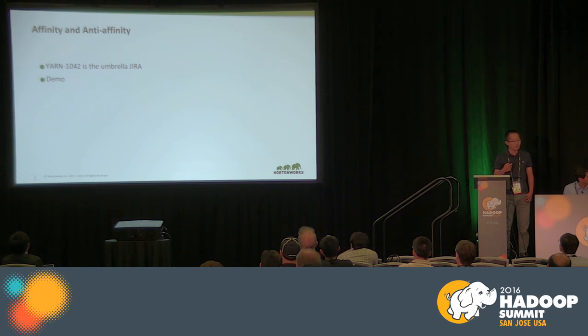Yeah, so if you are interested, YARN-1042 is an umbrella JIRA. And we can look at the demo for the affinity and anti-affinity.